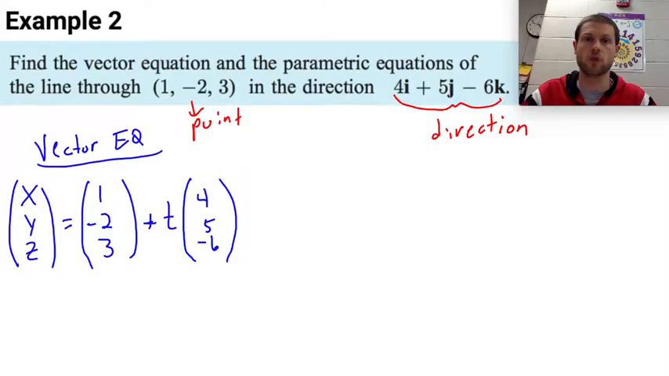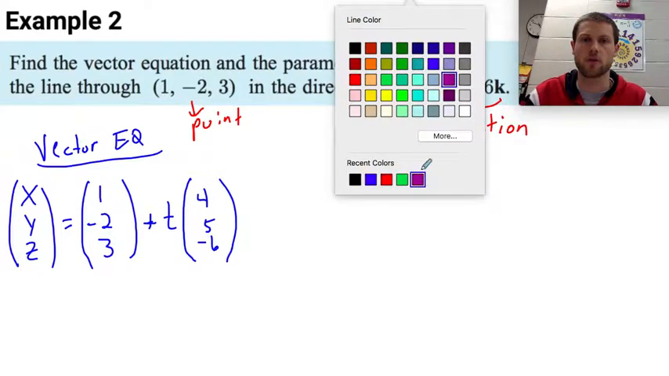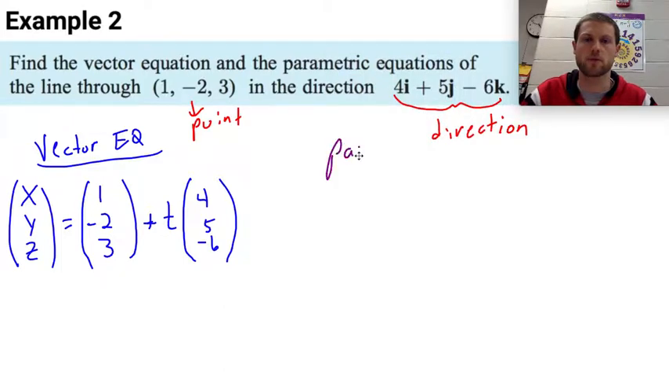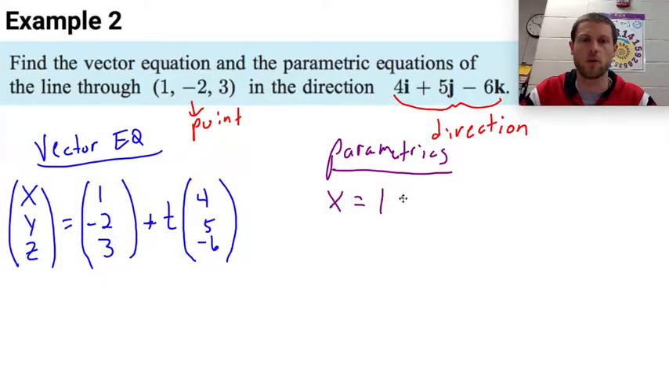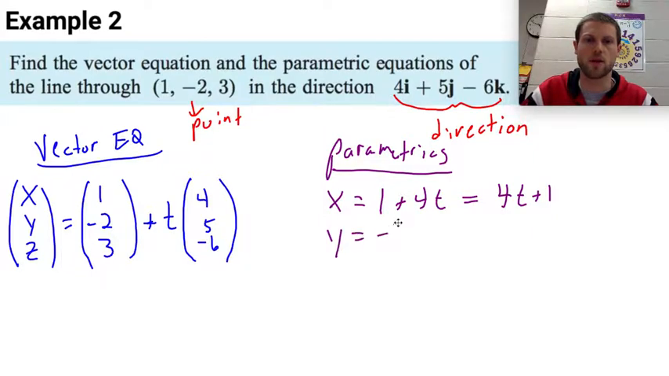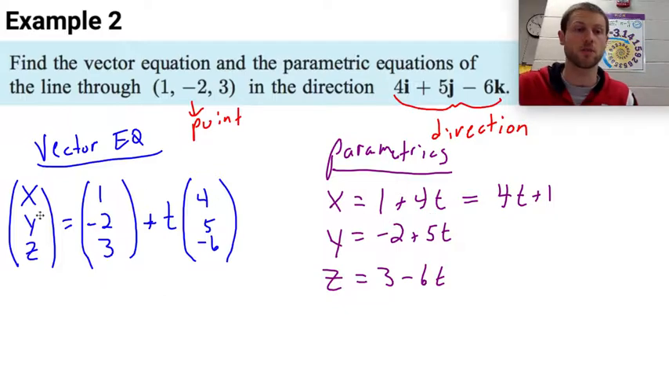And now let's do parametrics in another color. Let's make that purple. Here's my parametrics. I'm just segmenting out all of these components from my vector equation. So x is going to equal 1 plus 4t, or you can write this as 4t plus 1, either or. y equals negative 2 plus 5t, and then z is going to equal 3 minus 6t. That's it. Writing the 3 equations is just as simple as taking the components out of your vector equation.